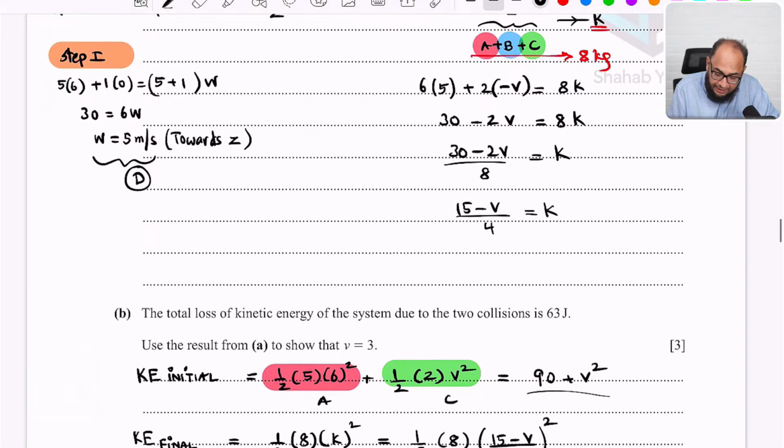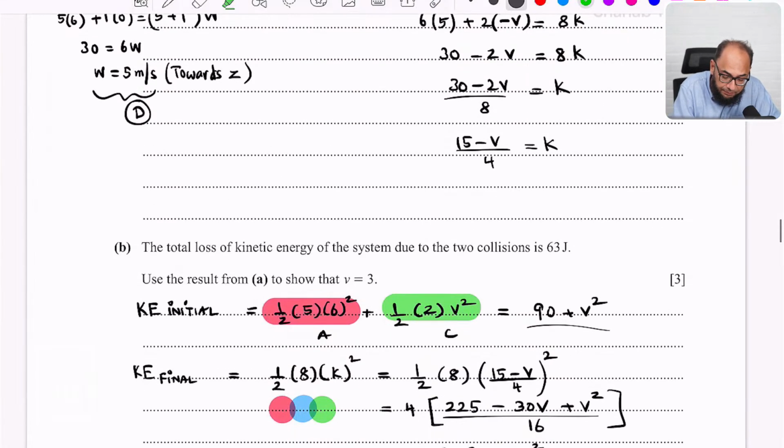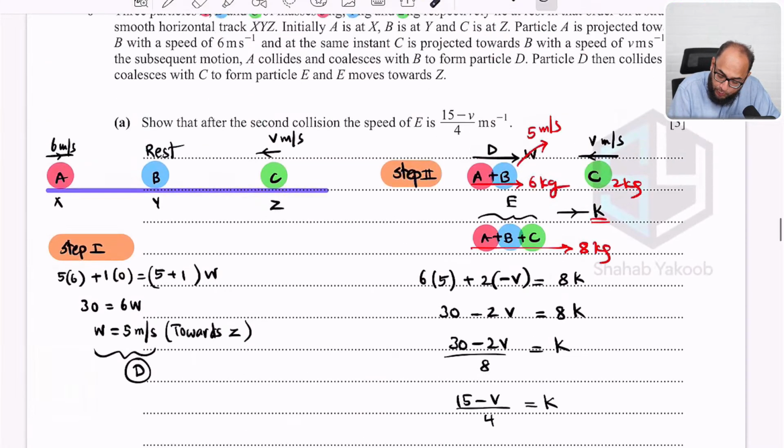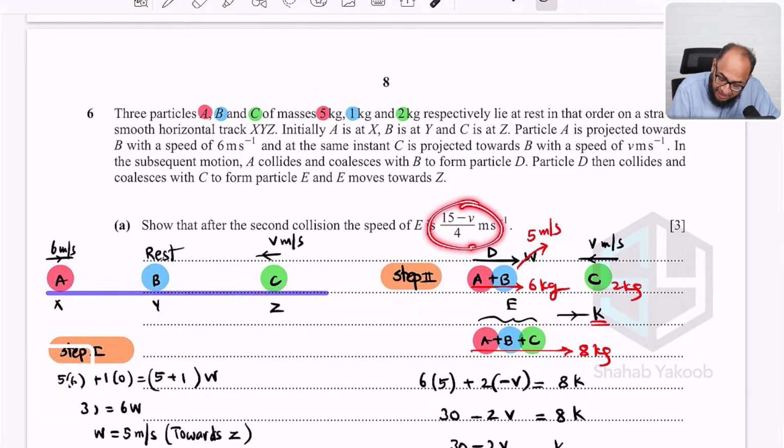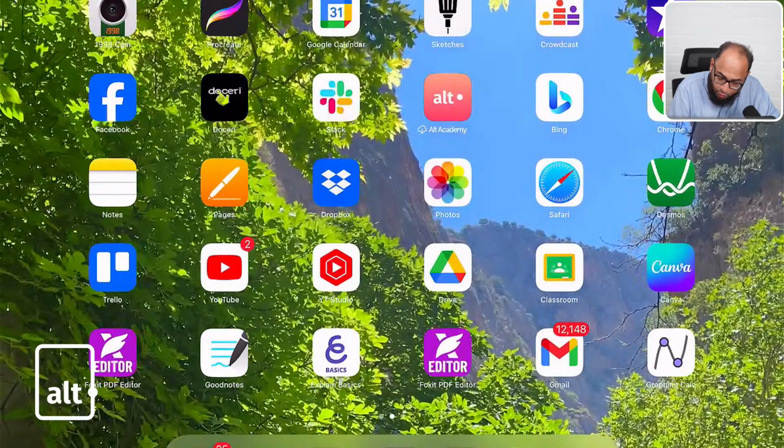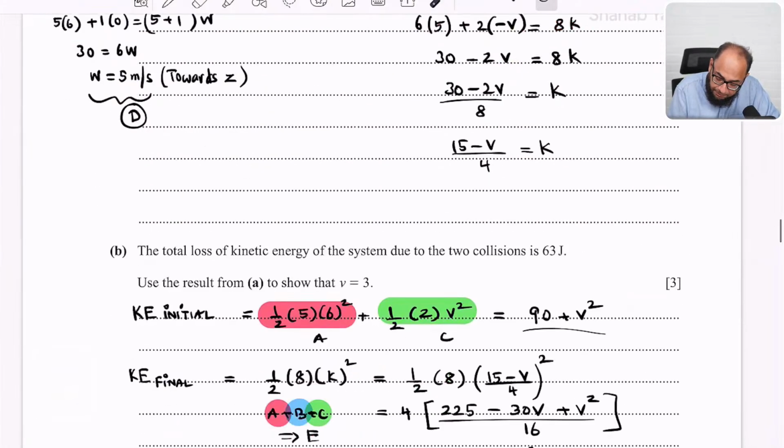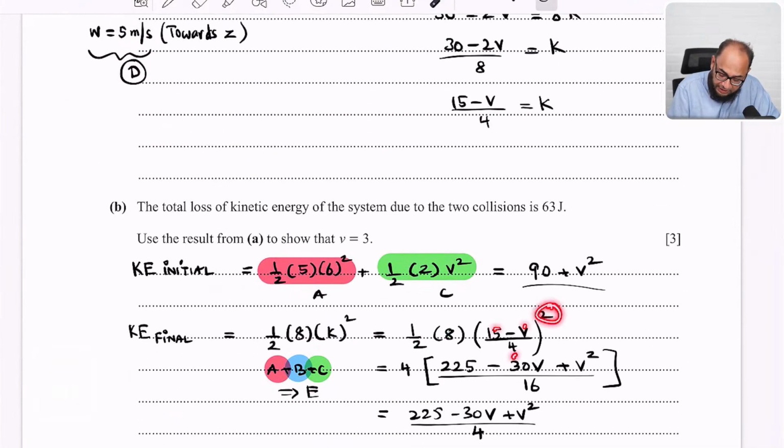The final kinetic energy is A plus B plus C. Let me write it over here. A, B and C together become particle E. So that is half into 8 into the speed squared. This speed, which I've labeled as K, is (15 minus V) over 4, the whole thing squared.